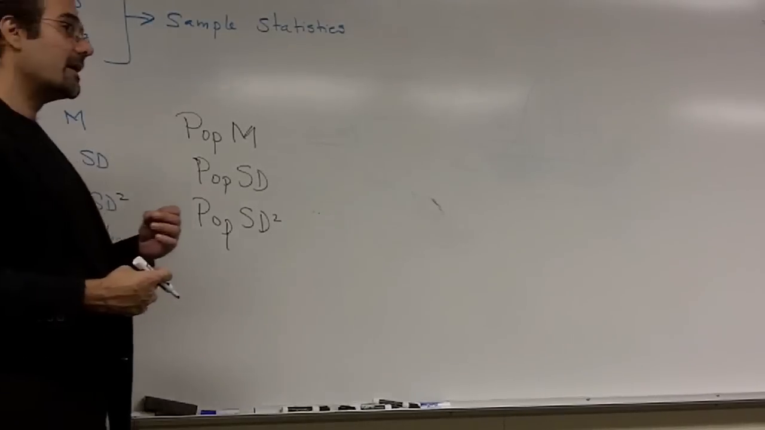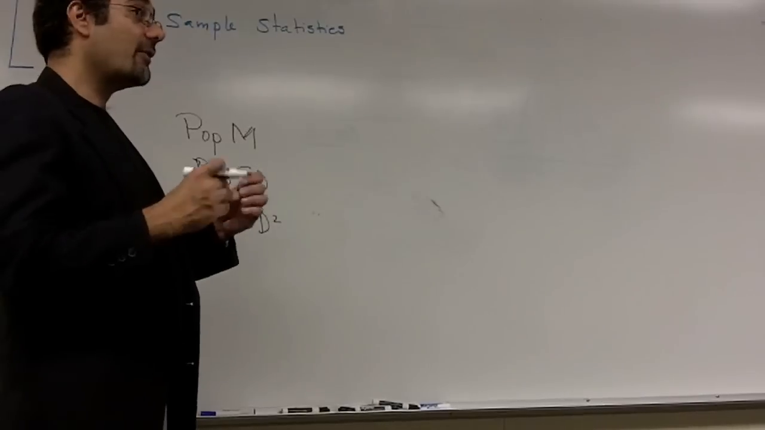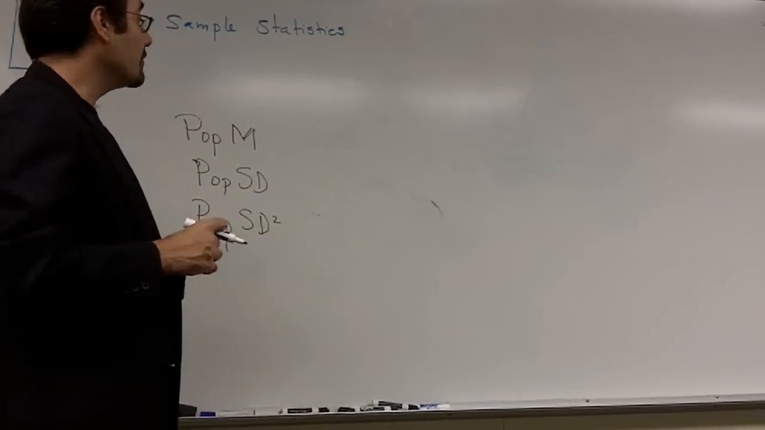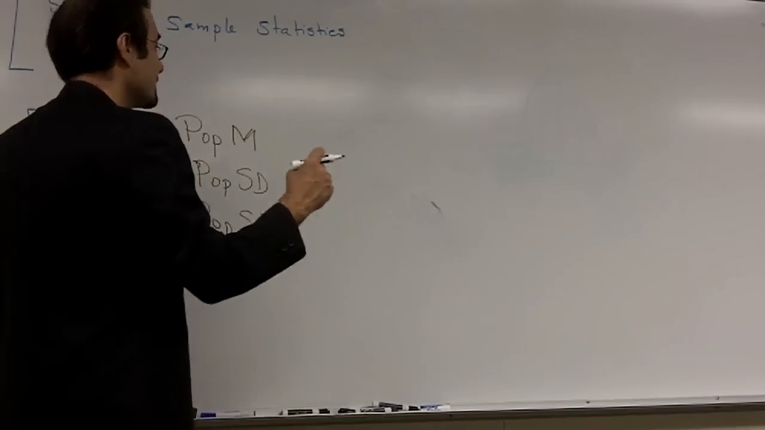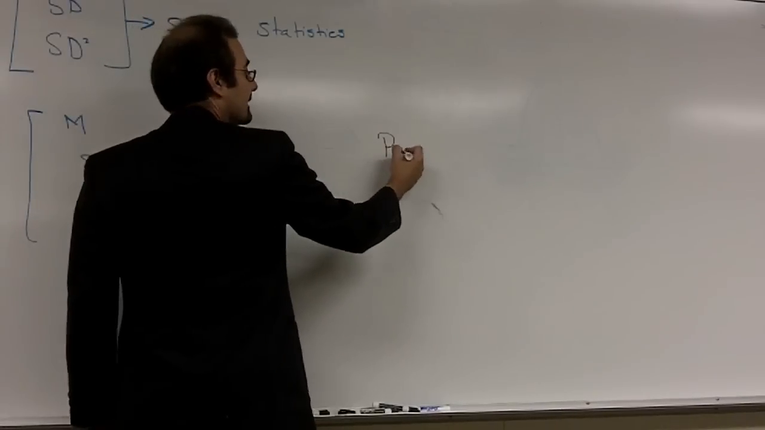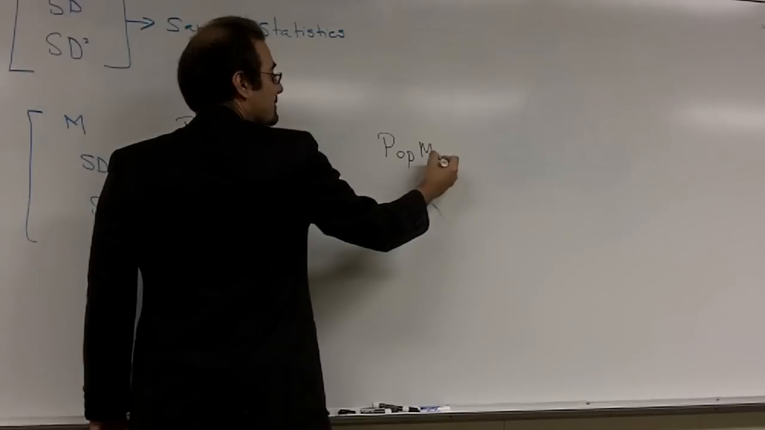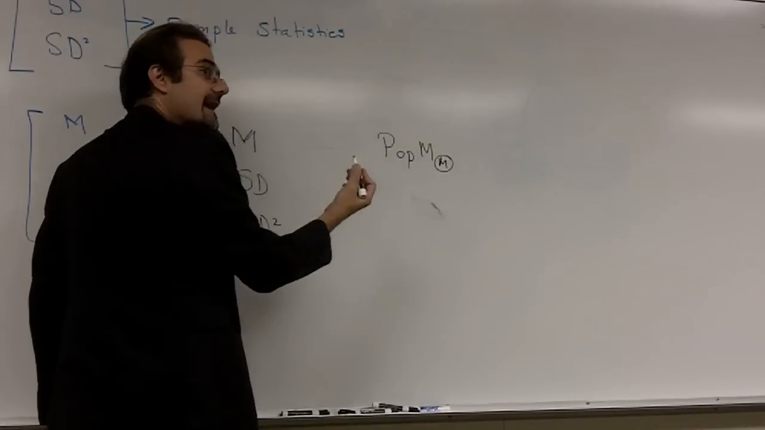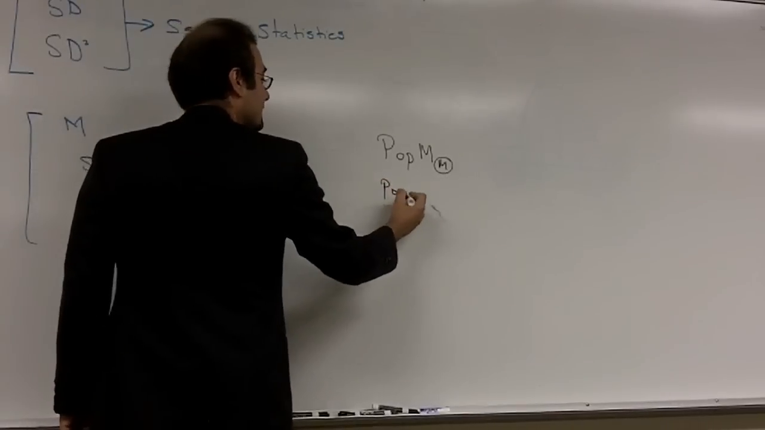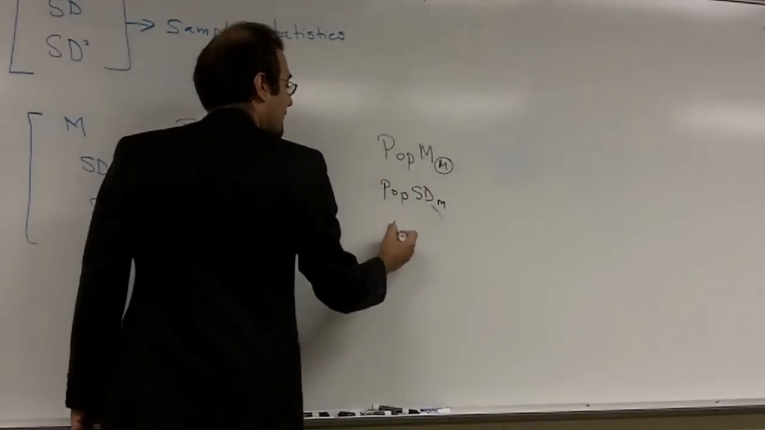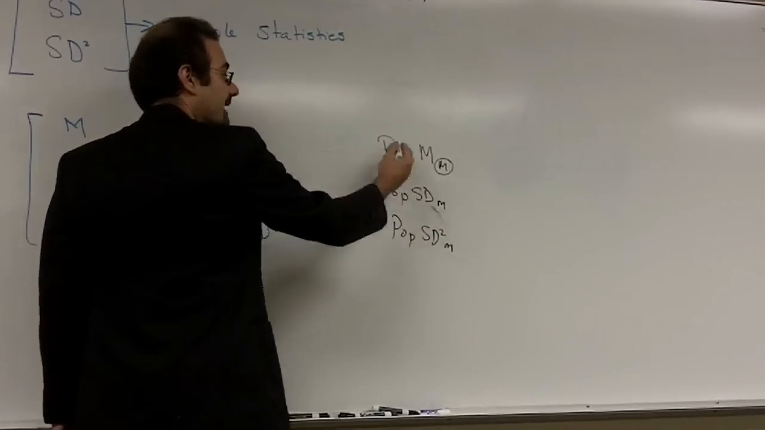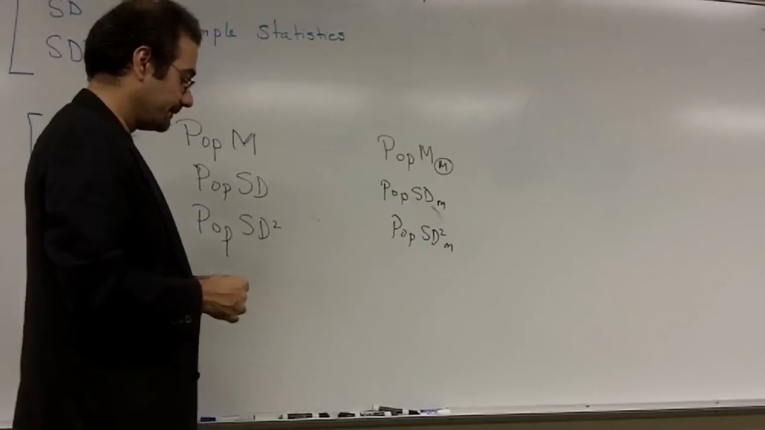Now, when you move from a population of original scores and develop a sampling distribution, you go to a small m next to these parameters. So pop M sub M, that small m here, reflects that it's a sampling distribution mean. And pop SD sub M and pop SD squared sub M. So these reflect that it's from a sampling distribution.